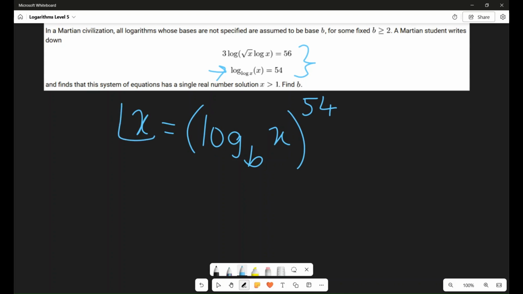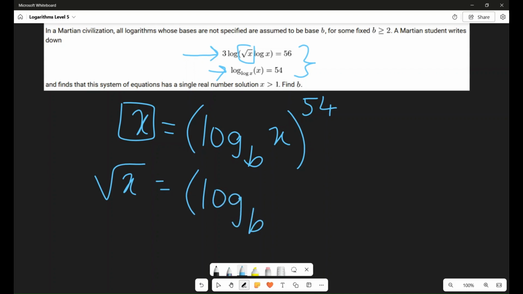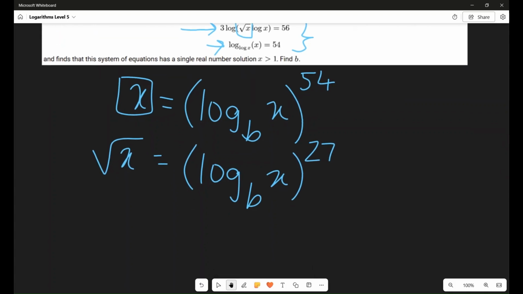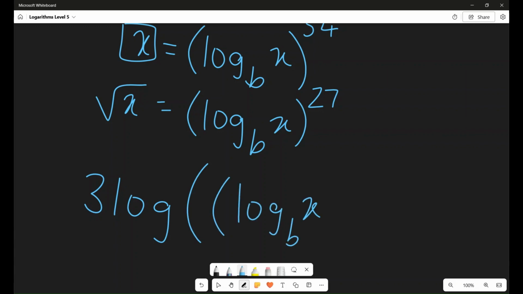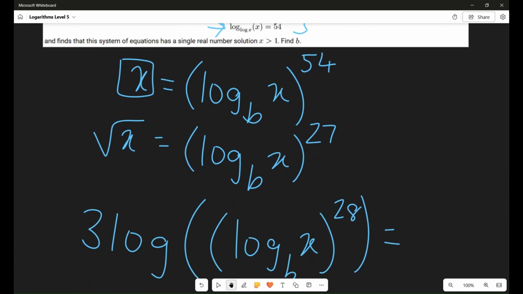Now, we have a formula for x, and what we see in this equation is that we have a root x. So, if we were to write root x in this form, we would get log base b of x to the power of 27. Now, if we plug that into the first equation, we get 3 times the log of log base b of x to the power of 28 is equal to, and I believe it is 56.